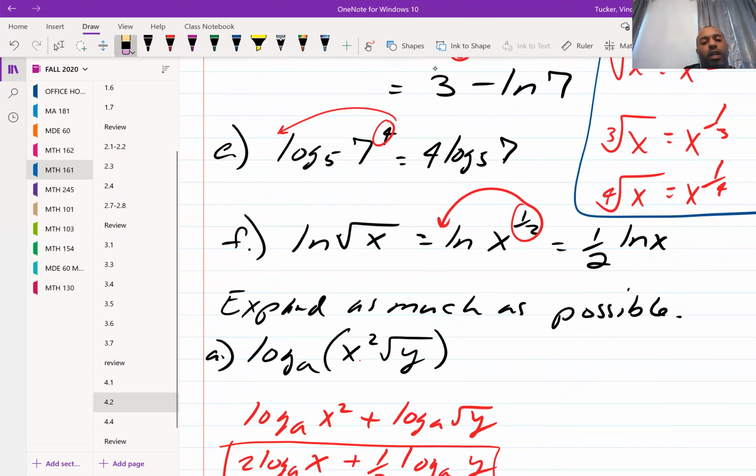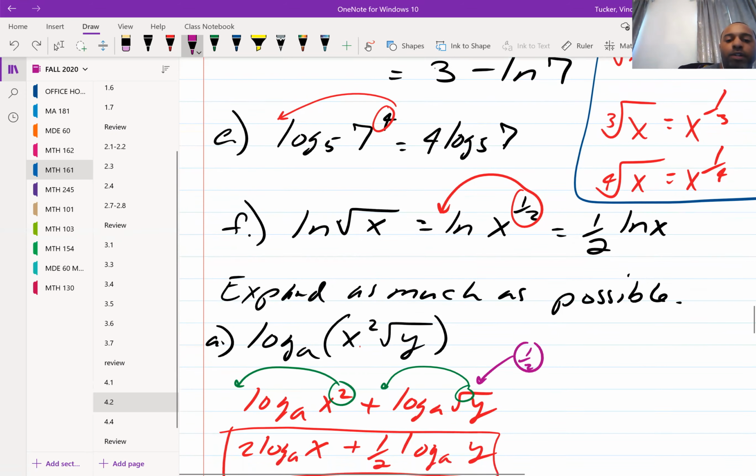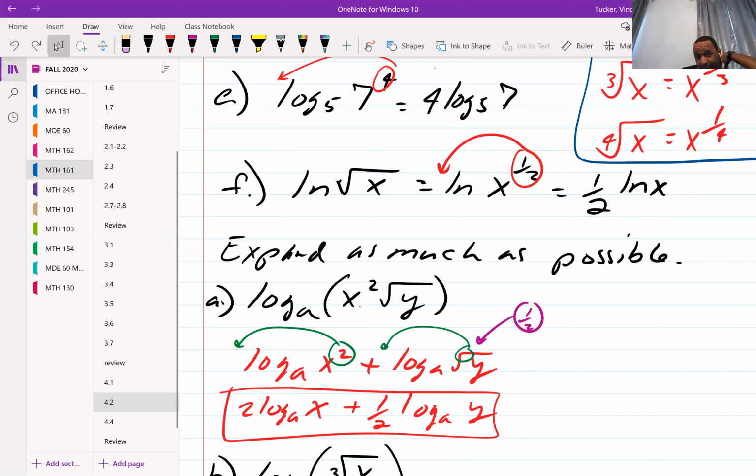So we're looking at log base a of x squared times the square root of y. Because we're doing multiplication in here, we can rewrite the expression as 2 logs being added together, the sum of 2 logs. And then we take our exponents to the front. And that'll be 2 log base a of x plus 1/2 log base a of y. So once again, the multiplication says for us to rewrite it as 2 logs being added together, and then you can take your exponents to the front of each log.